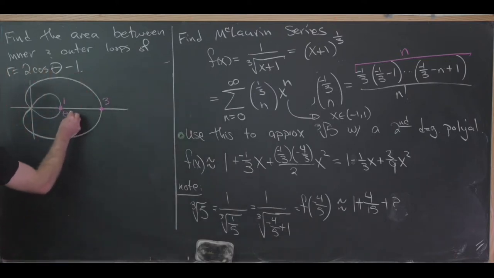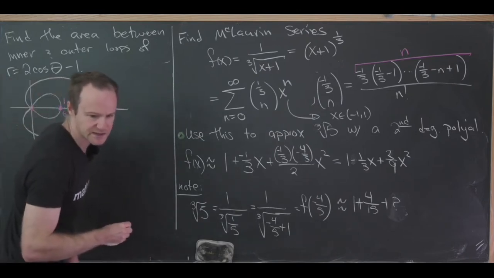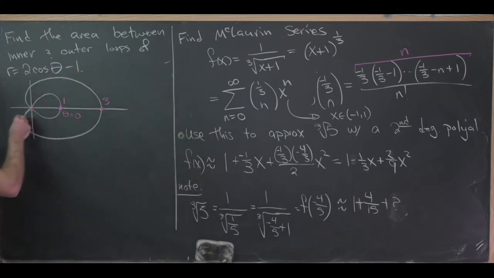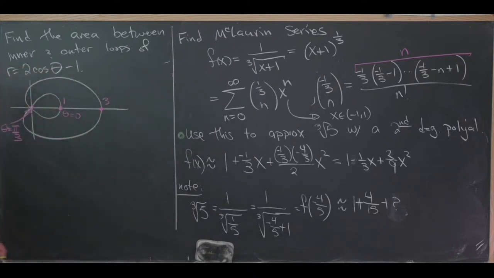So this theta value when we're out here is 0. So this would be theta equals 0. Whereas back here at the origin, we get theta equals pi over 3. So theta equals pi over 3. And that's because cosine of pi over 3 is 1/2. We get 2 times 1/2 minus 1. Okay, so now if we integrate from 0 to pi over 3, that's like finding this area right here.